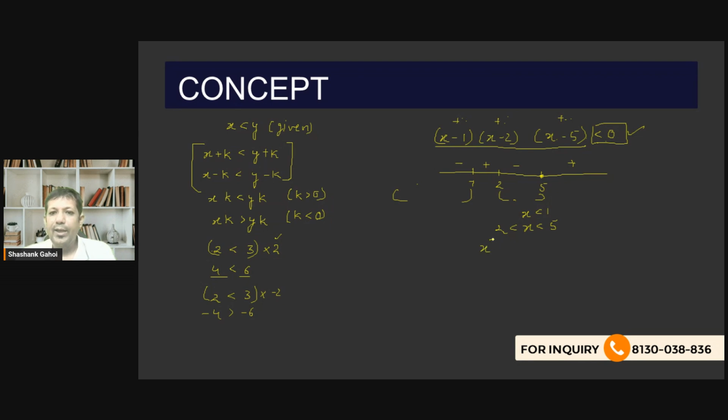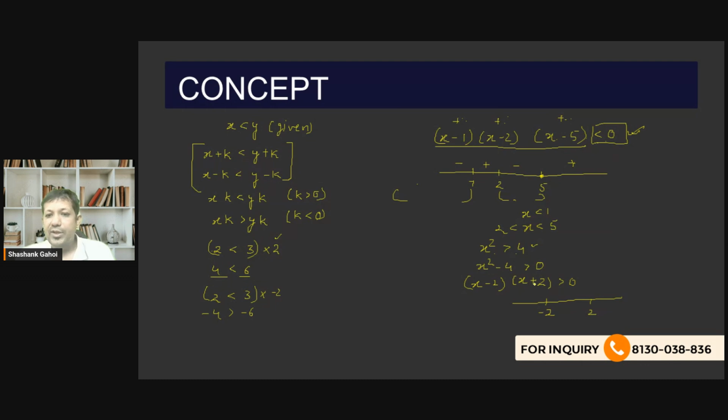So for example, I have a question like this: x square is greater than 4. More likely you are going to get a question like this, not like the earlier one. Now, what am I going to do? First of all, I am going to write it as x square minus 4 greater than 0. Okay. Now I'm going to factorize: x minus 2 into x plus 2, greater than 0.